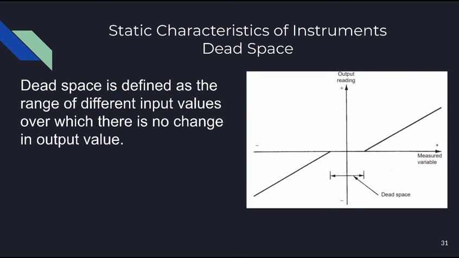Dead space is defined as the range of different input values over which there is no change in the output value. Any instrument that exhibits hysteresis also displays dead space. Some instruments that do not suffer from any significant hysteresis can still exhibit a dead space in their output characteristics. Backlash in gears is a typical cause of dead space and results in the sort of instrument output characteristics shown here. Backlash is commonly experienced in gear sets used to convert between translational and rotational motion.